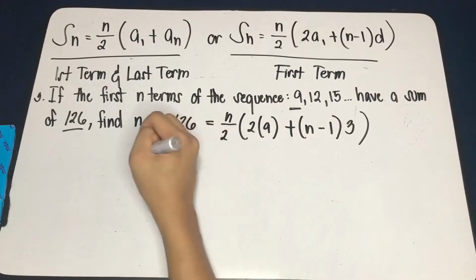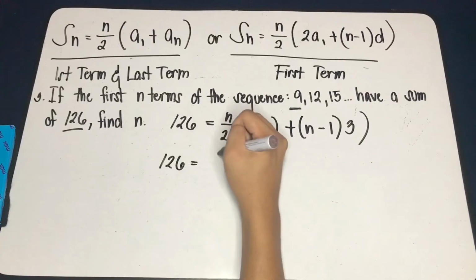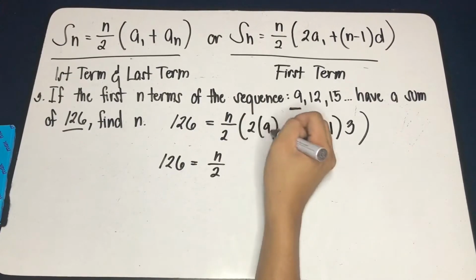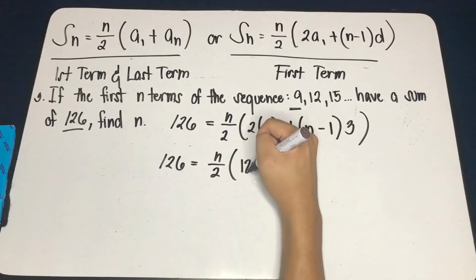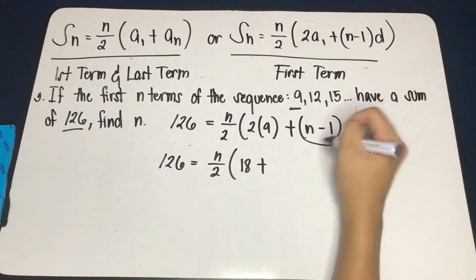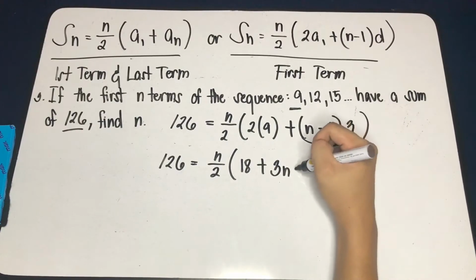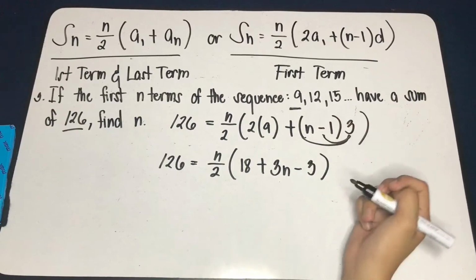So, this becomes 126 is equal to n over 2. 2 times 9, we have 18. Plus, distribute lang: 3 times n, we have 3n. Negative 1 times 3, we have negative 3.